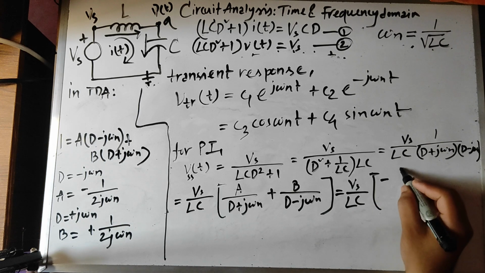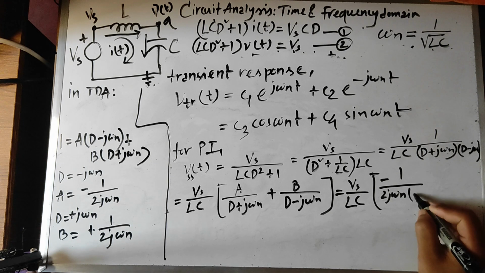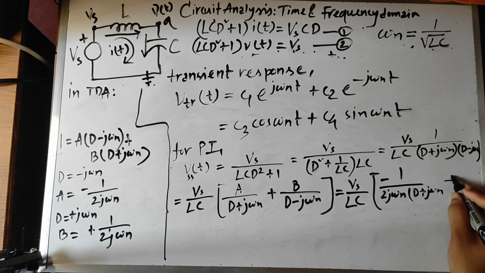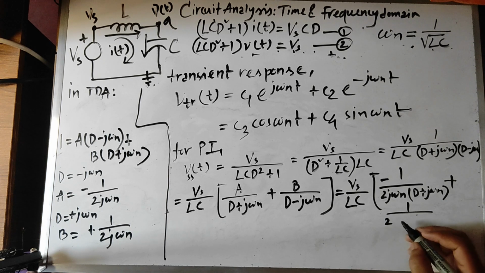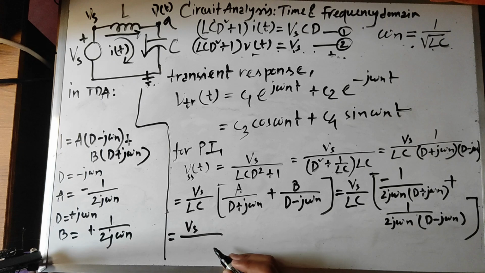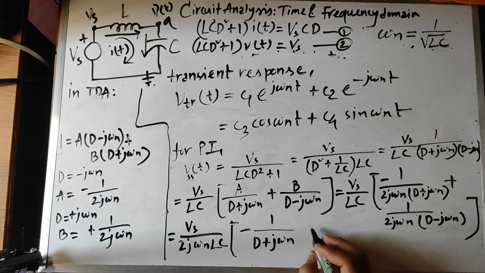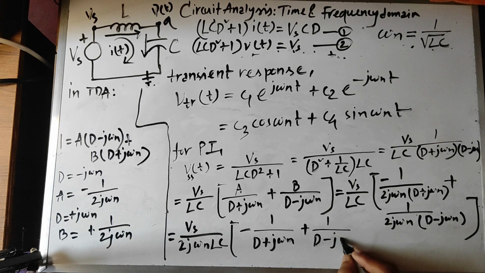So we get Vs by 2j omega n LC times minus 1 by D plus j omega n plus 1 by D minus j omega n.